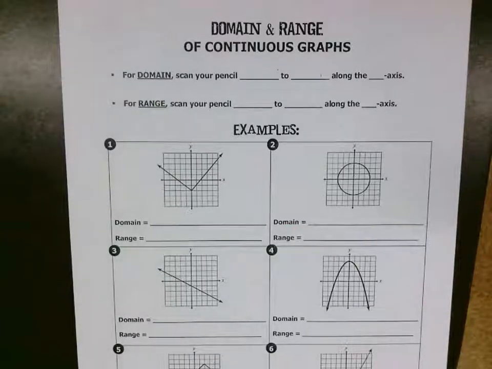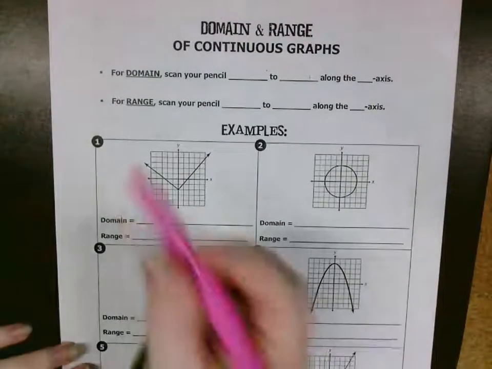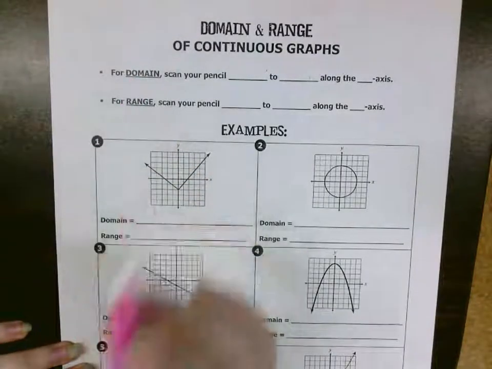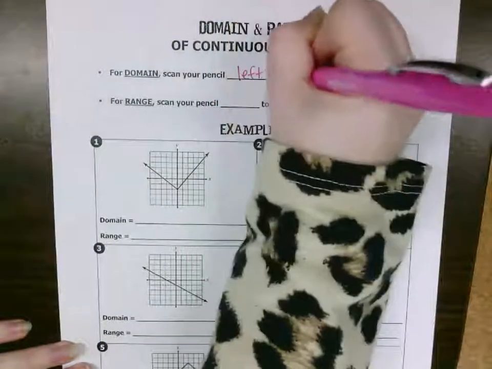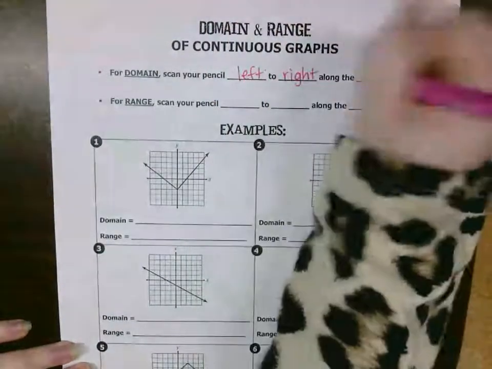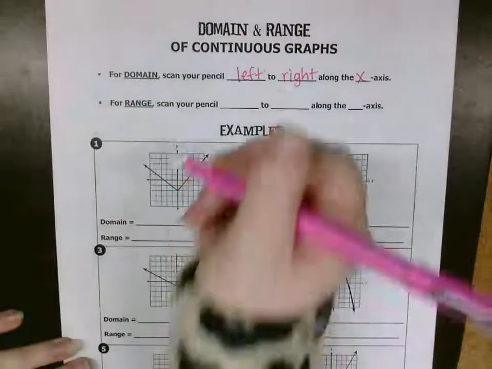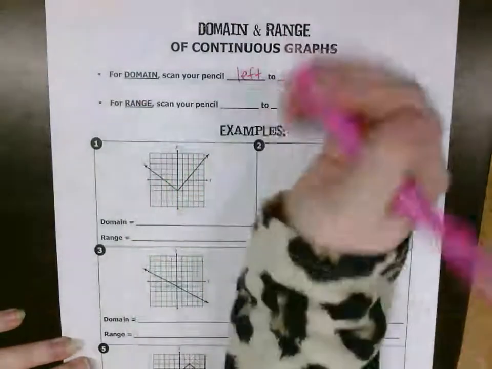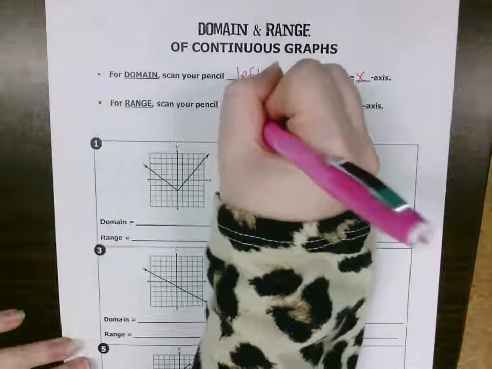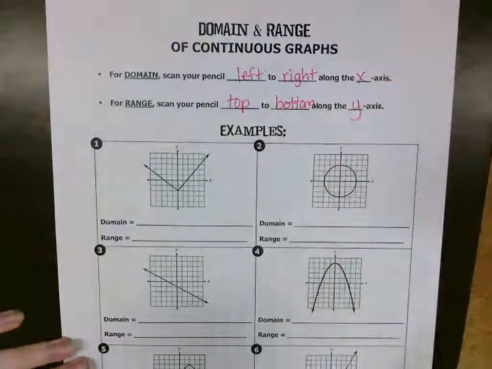Alright, so now we're talking about domain and range of continuous graphs. For domain, once again, remember domain is our input, it's our x's. You're going to scan your pencil left to right along the x-axis. For range, remember this is our outputs, our y's. You're going to scan your pencil top to bottom along the y-axis.